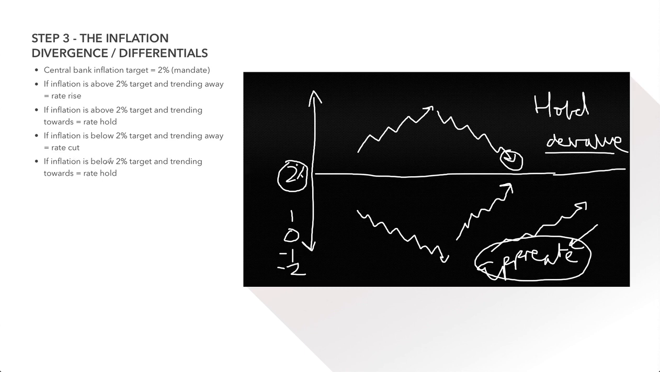But if inflation is below the 2% target, but automatically trending towards that without actually having to do anything, then they will hold rates. There's no need for them to hike rates when prices are below it, right? And they don't want to cut rates because inflation is already trending towards it. And like I said before, central banks don't want to tinker with their own interest rates, because it can hurt the economy. So they'd rather let it naturally get to where they want it to get to.